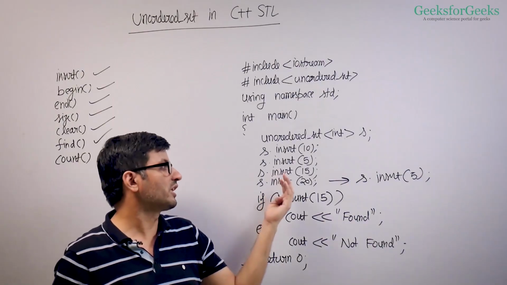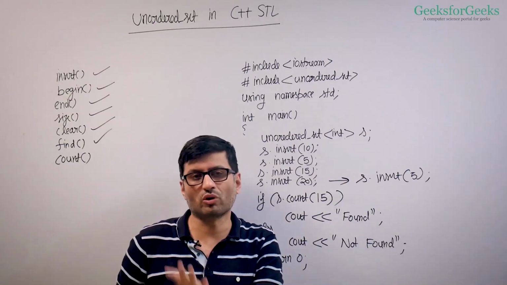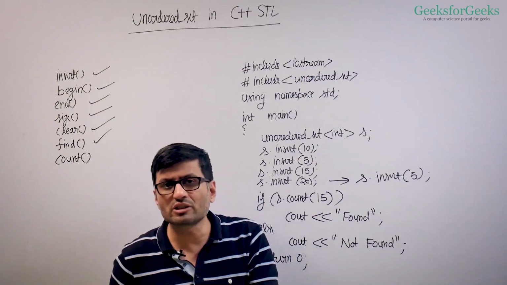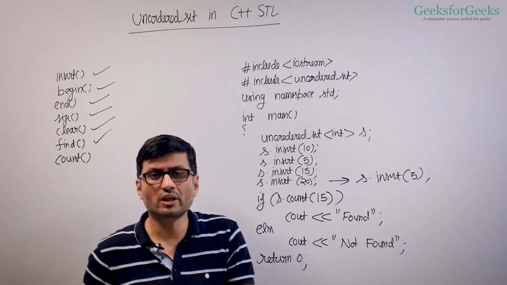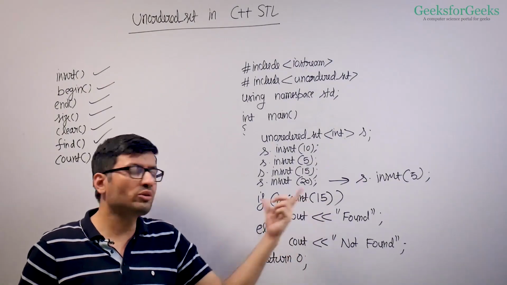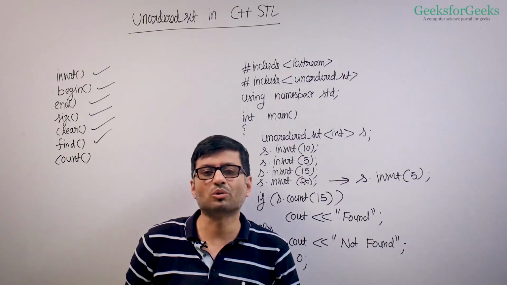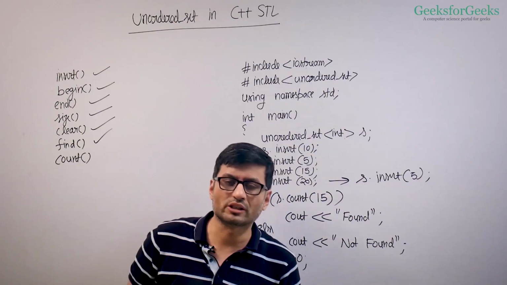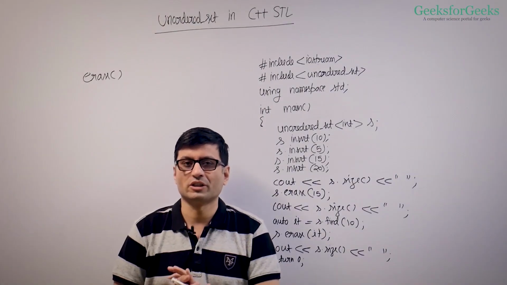If you try to insert 5 again or any other duplicate value, you will still get size 4 only. The size will increase only when you insert a value which is not already there. So count is going to return either 1 or 0 because an element cannot be present more than once in the unordered set.